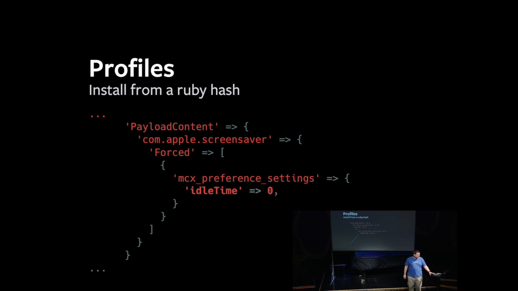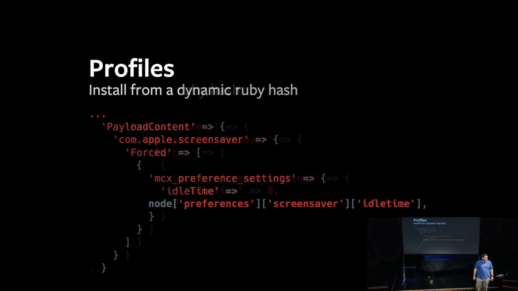So let's say we decide to change the idle time to 300. The provider would know that it's changed and automatically reinstall the profile. Even though it's in the hash, it's not a file on disk, it still knows the contents of the profile, regardless of whether you edit in a Ruby hash like this or as a file in your cookbook.